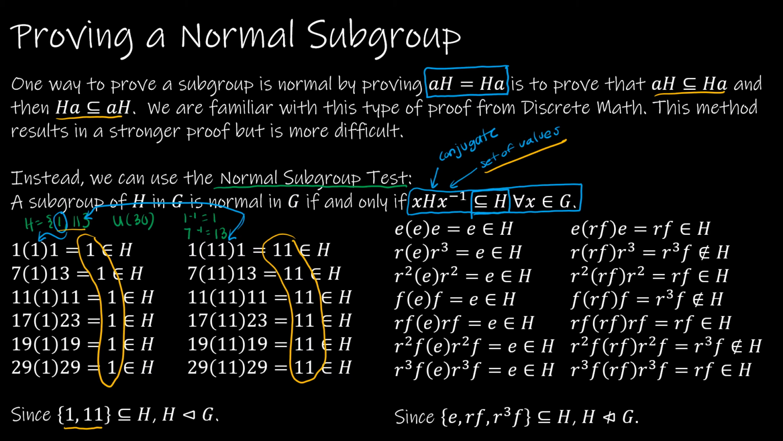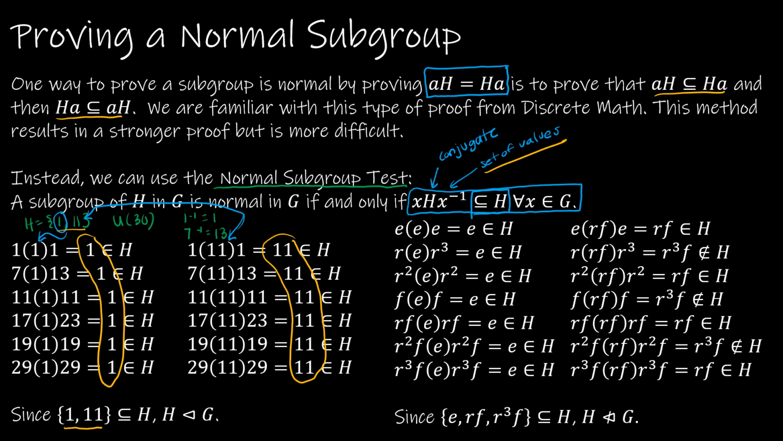Again, I've looked at each element and its inverse. So E is its own inverse, R and R cubed, R squared and R squared, F and F, RF and RF, R squared F with R squared F, and R cubed F with R cubed F. So really everything is its own inverse except for R and R cubed.